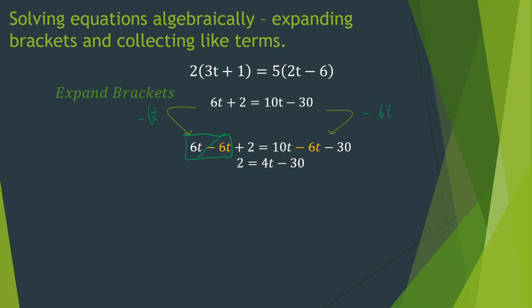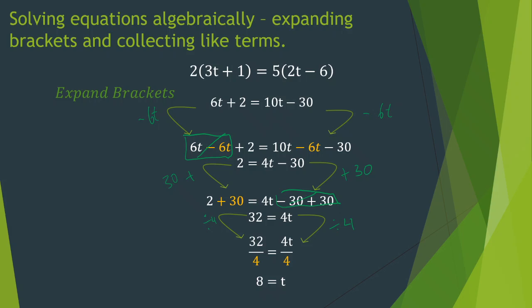Cool. So now this does look a little bit different because the number that's by itself is on the left, but it still doesn't change anything. We still need to get that t by itself. So I'm going to add 30 to both sides. And that's going to give me 32 equals 4t, because this section here cancels out. And then we just divide both sides by 4, which gives us 8 equals t, or t equals 8. And that's of course because these 4's cancel out.